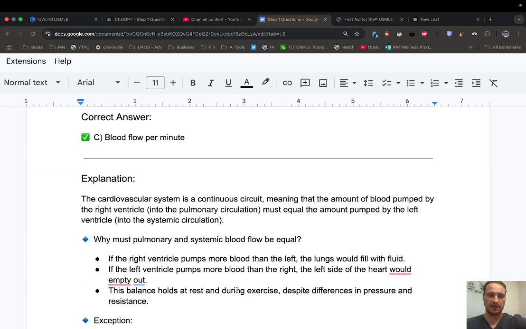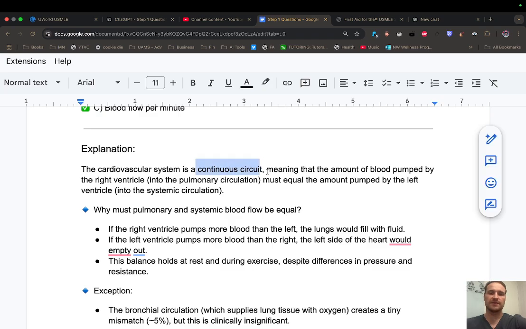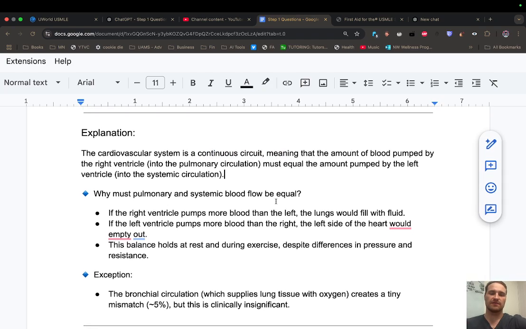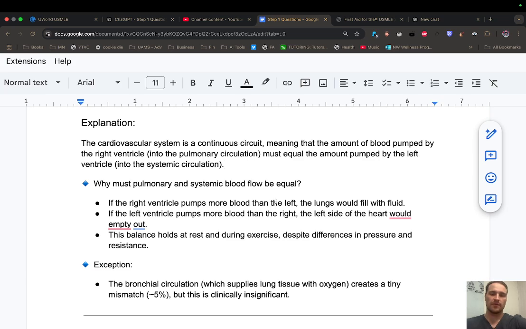And let's look a little bit closer at this explanation here. It's a continuous circuit. The amount of blood pumped by the right ventricle must equal the amount pumped by the left, and so the flow has to be equal. Yep, there's one exception, and that's the bronchial circulation. That's a tiny mismatch, but you don't really have to worry about that one. Flow has to be the same.